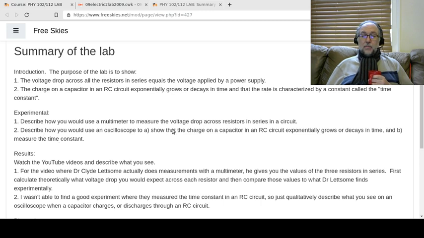Okay, and so that's number one. Describe how you would use a multimeter to measure voltage drop across resistors in a circuit. And then how would you use an oscilloscope to do two things? Show that the charge in the capacitor exponentially grows or decays, and you'll see that in one of the videos. So how would you use an oscilloscope to do that? And also, how do you measure the time constant?